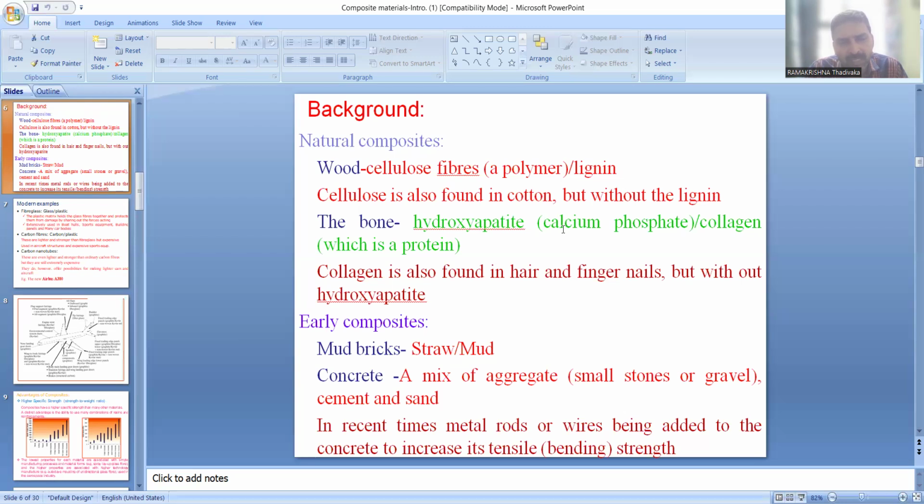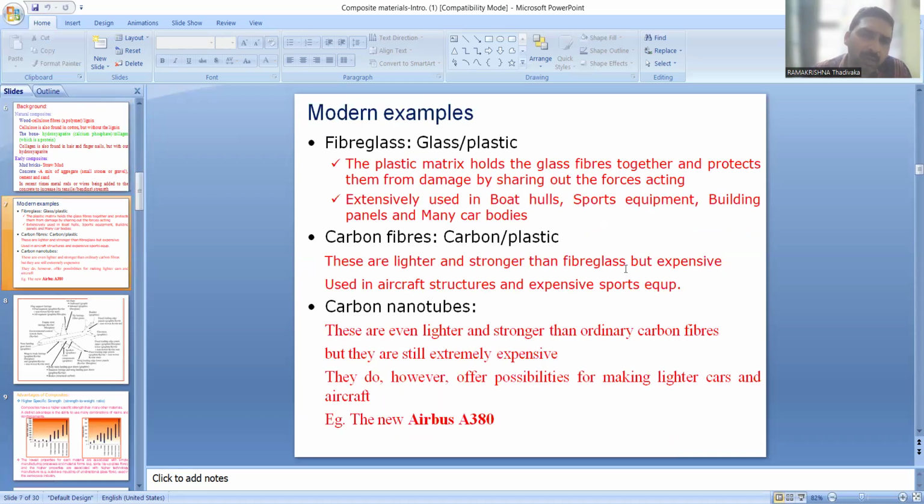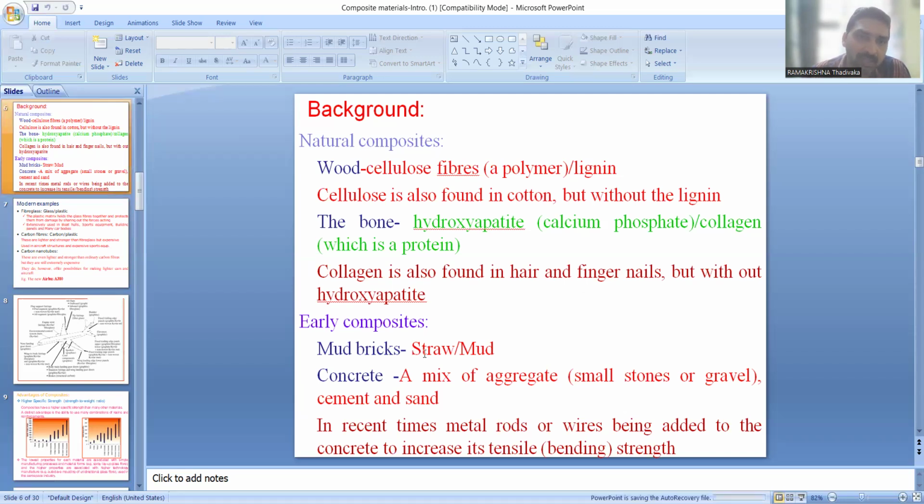Bone, our own human body, is one of the best examples of composite. Bones are the reinforcement and the flesh that covers the bones is the matrix. Next, an example of early composites is mud bricks.